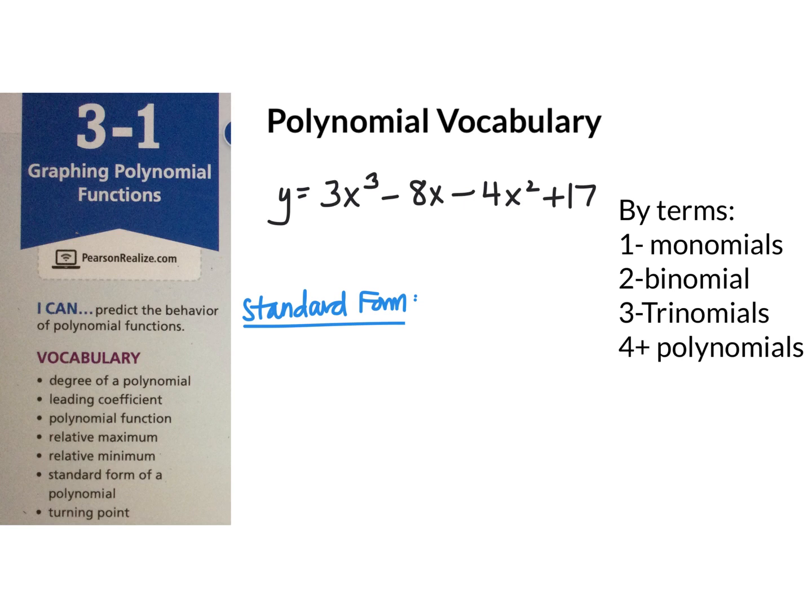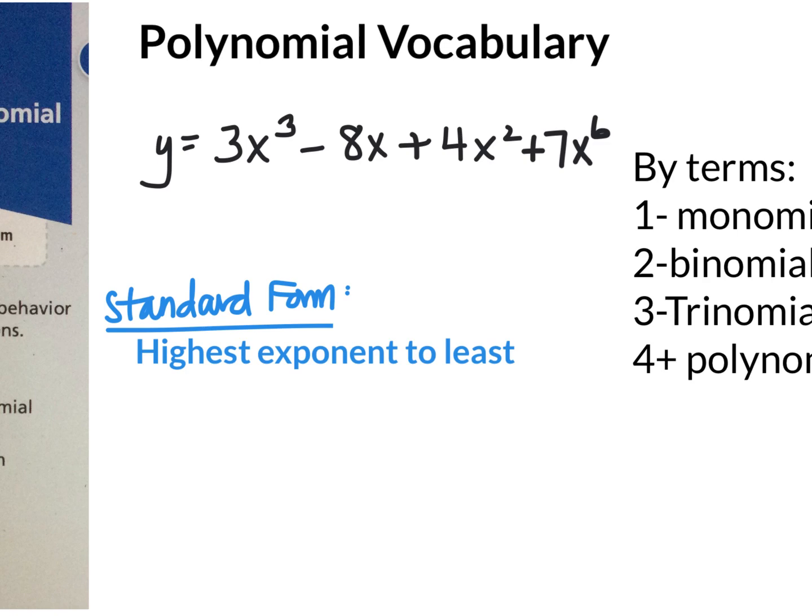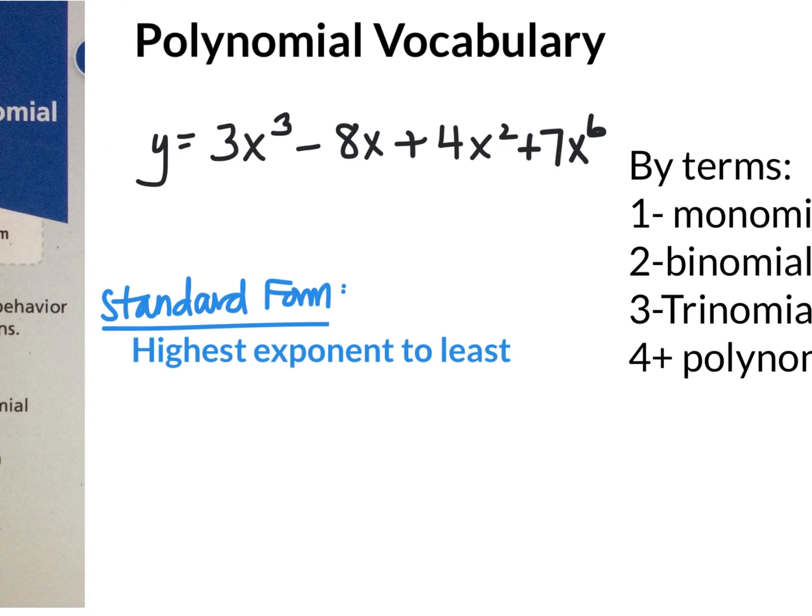The first one is standard form. What standard form is going to do is have us reorganize the polynomial from highest degree down to the least. So we're going to look at the exponents here. Notice that this polynomial that we've been given, if you copied it down already, I just changed the numbers, so make sure that yours reflects that.